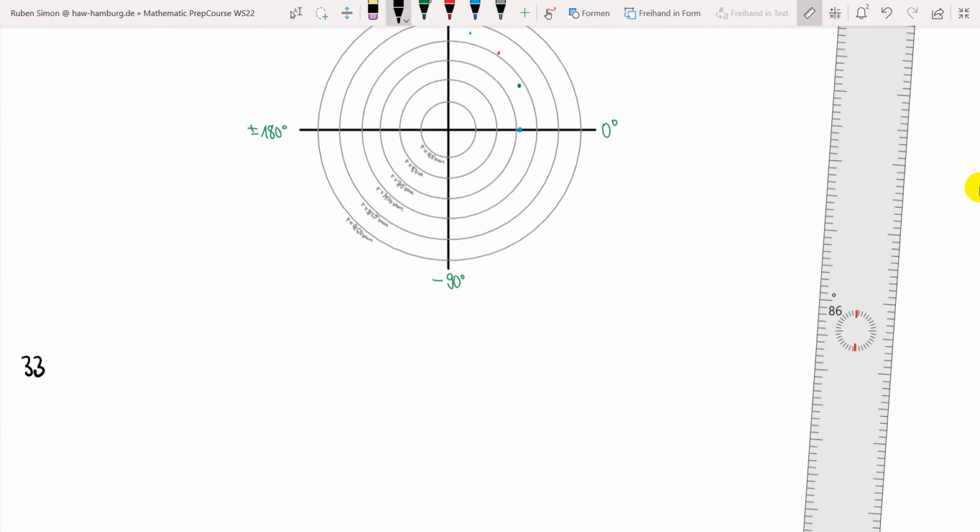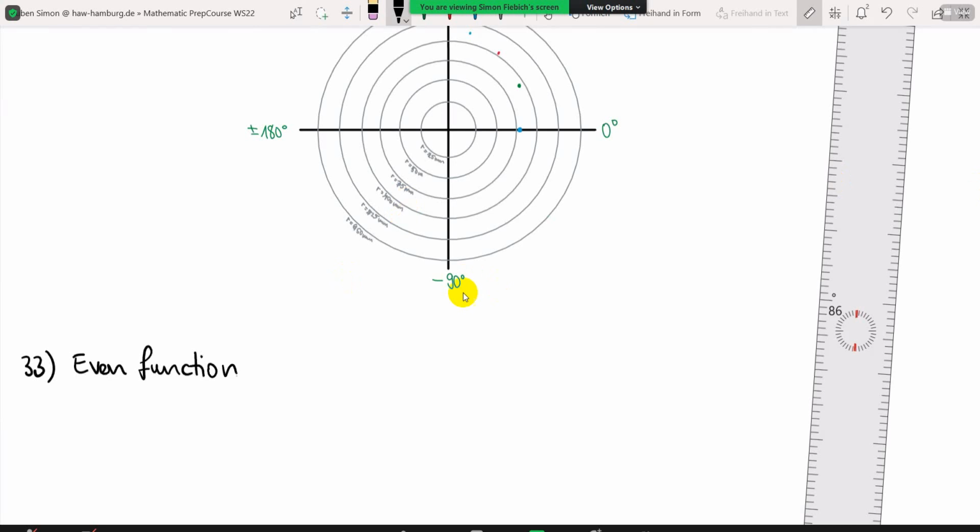No? Okay. Did you inform yourselves about even and odd functions? Because that's the topic of task 33. So what is an even function? Who can explain? And what is an odd function?